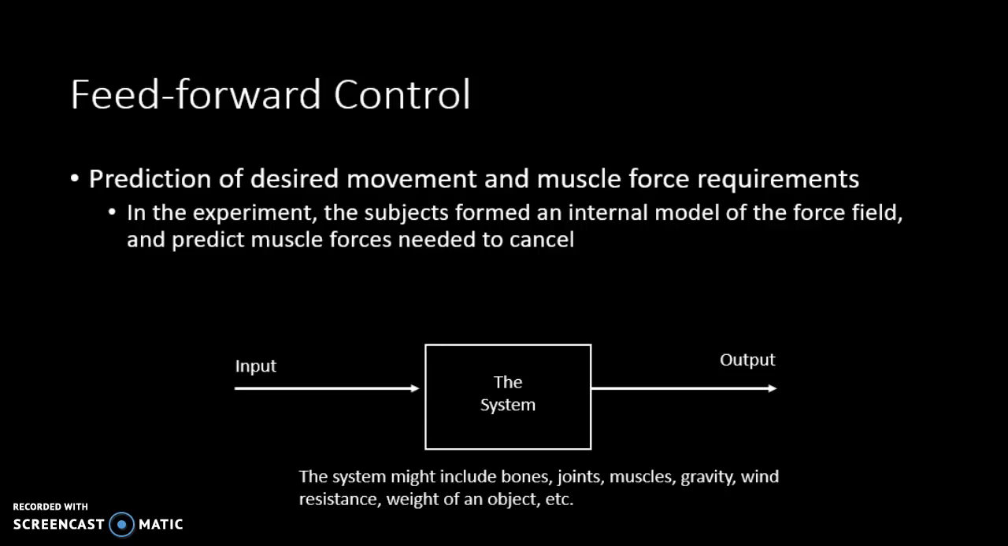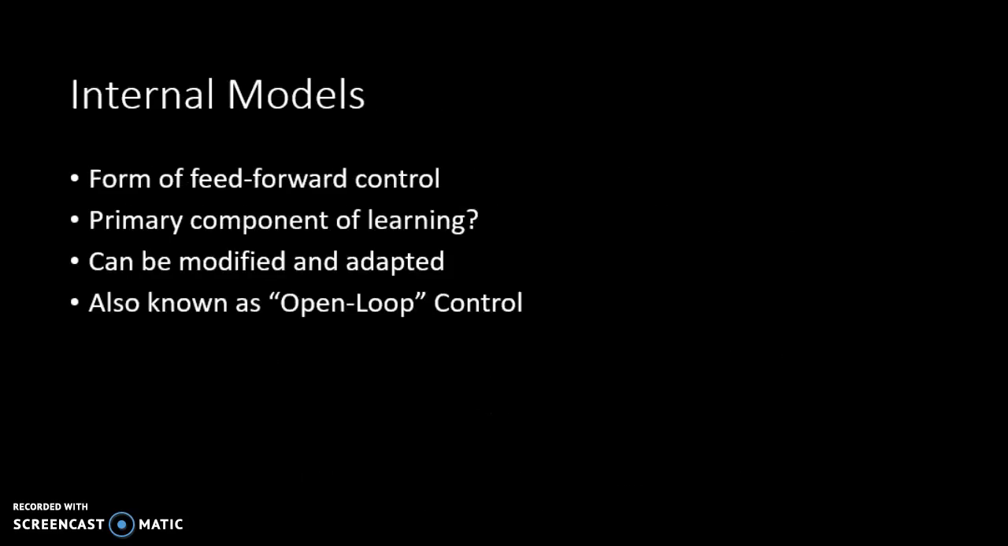So we see input, system, and output. So a system might include bones, joints, muscles, gravity, wind resistance, weight of an object, so on and so forth. But it's more of an anticipatory type of model in which we constantly try to update based off of practice. And so internal models, the form of a feed-forward model, could be a big component of learning by updating that model. So it can be modified and adapted.